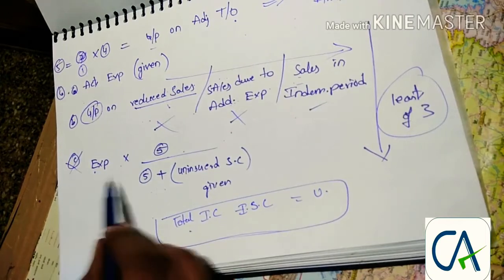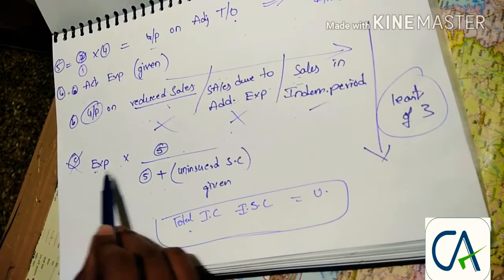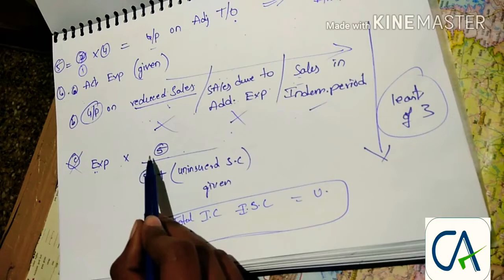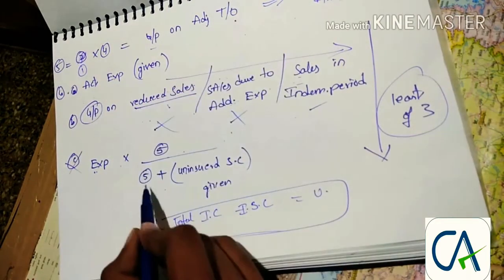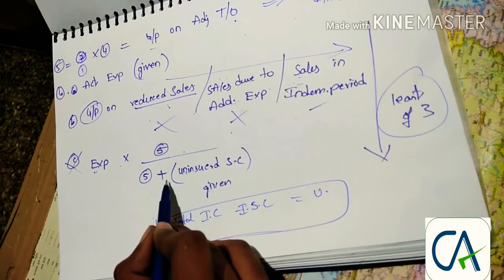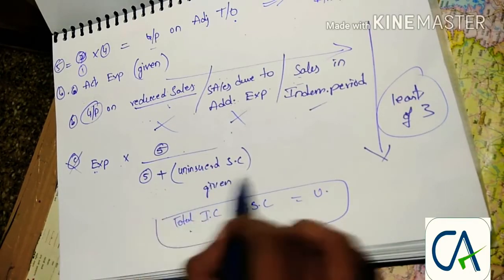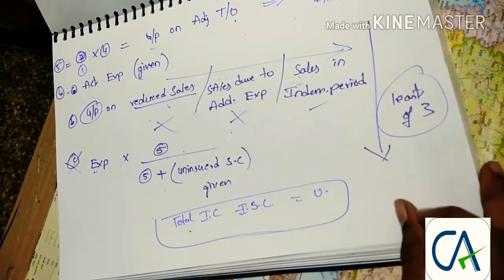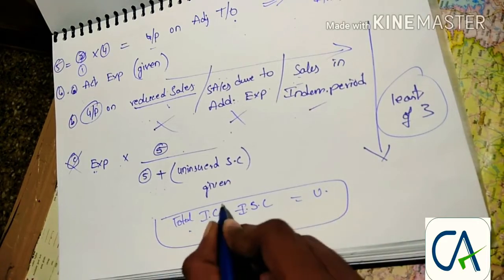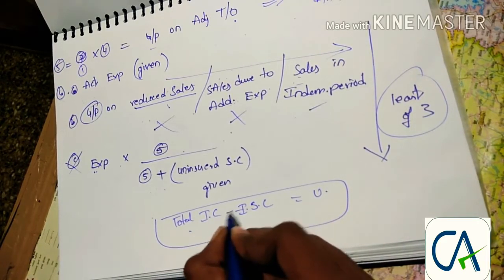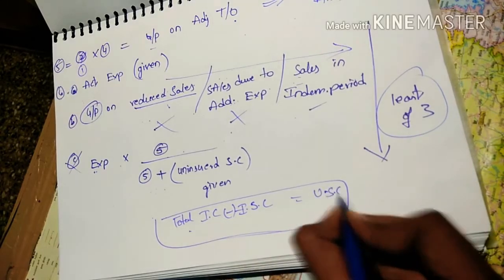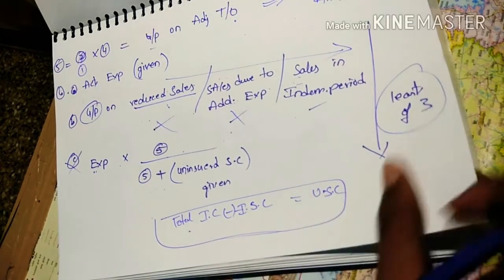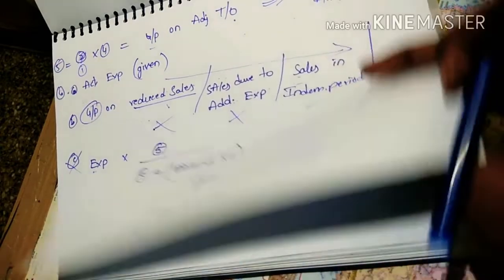And after that, expenditure: actual expenses into step 5, that is gross profit and adjusted turnover divided by gross profit and adjusted turnover plus uninsured standing charges. It is given in the question, or else you can find it: total standing charges minus insured standing charges is nothing but uninsured standing charges. You will find it very easily here. The least of the 3 will be taken as step 6.